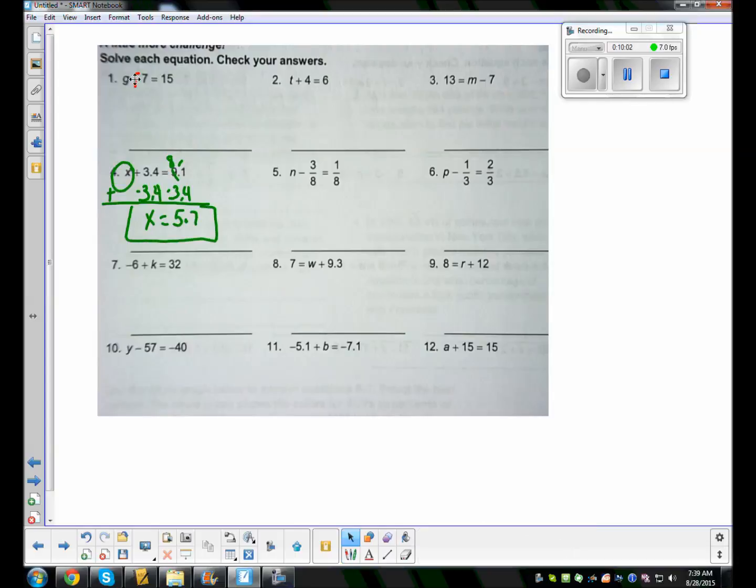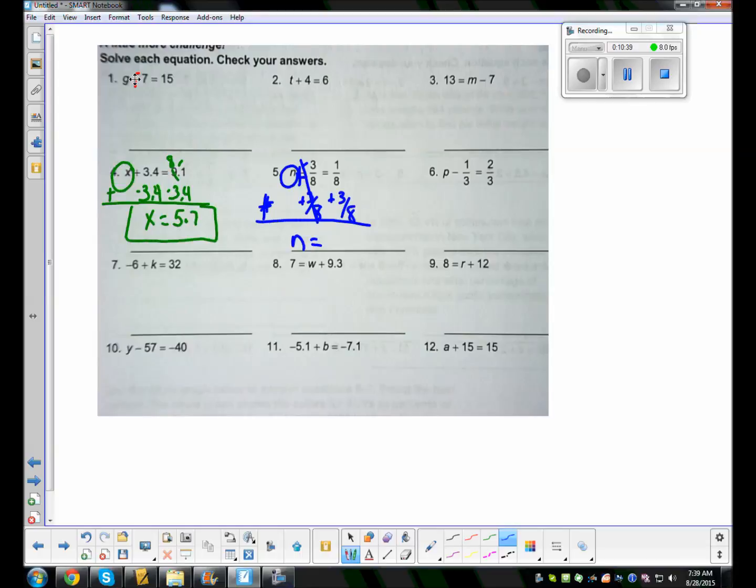Number 5, let's do number 5 because it's a fraction, okay? I'm going to isolate my variable, which is n. Since it's subtracting, I'm going to go ahead and change it to addition and make that a negative. I'm going to add the opposite to both sides, okay, so it's the same. My board's a little bit off, I apologize. Plus 3/8, plus 3/8. So this goes away, n equals 1/8 plus 3/8.